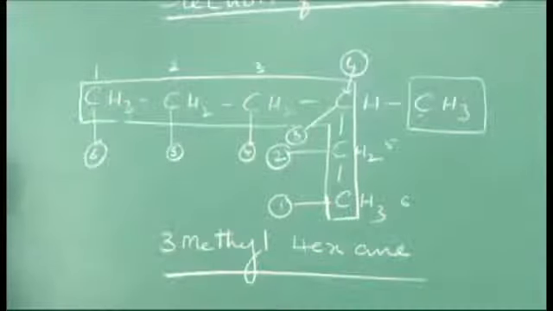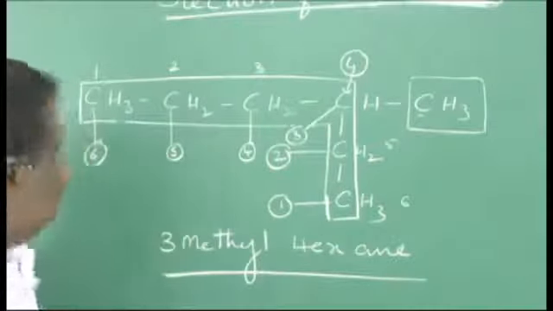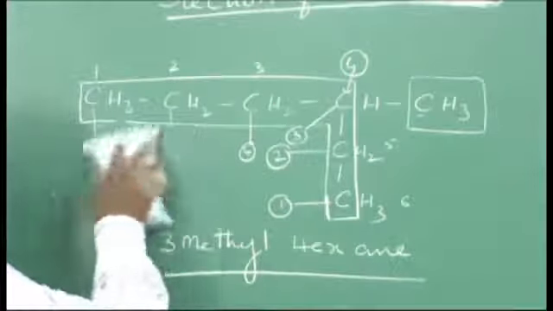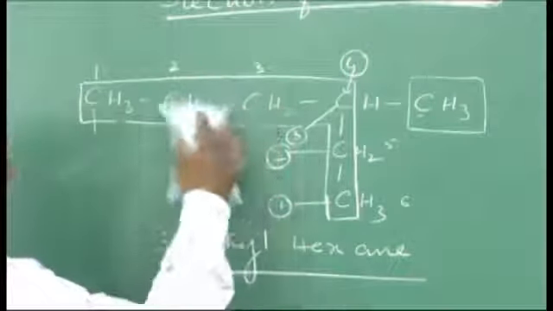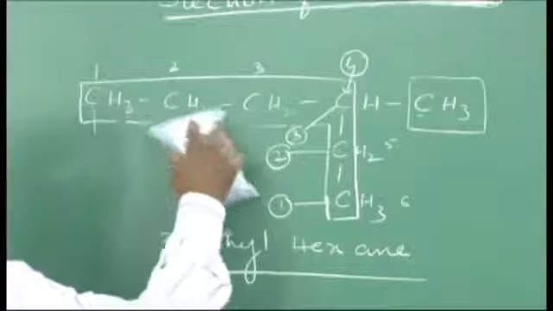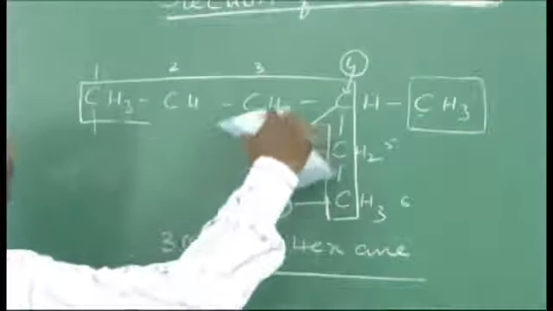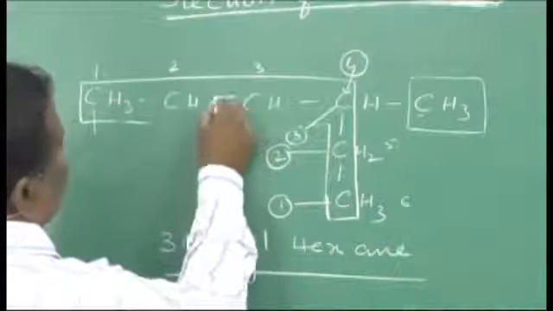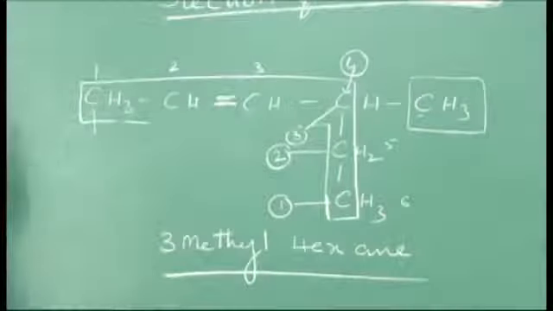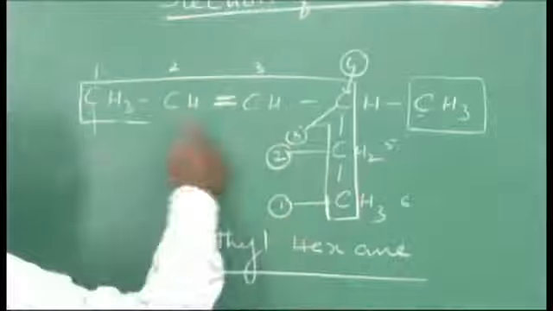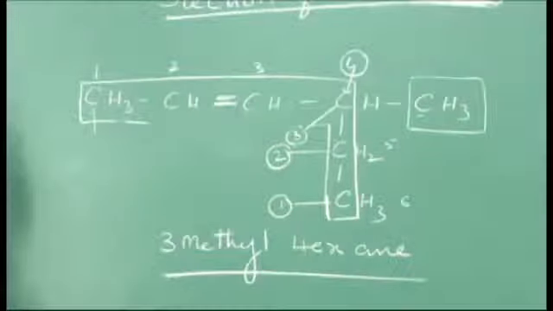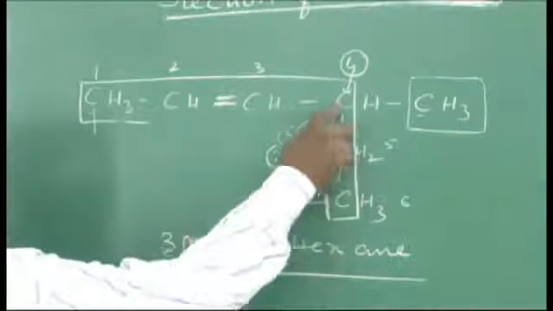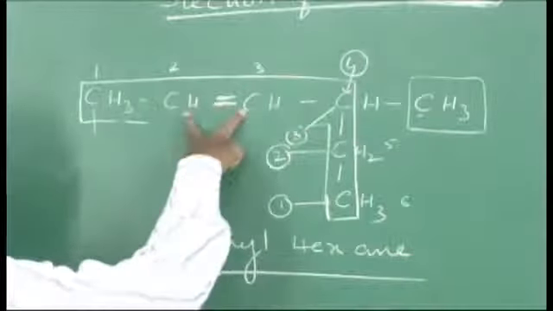This is 3-methyl hexane. But if there is a double bond in this compound, for example, if the double bond is present here, and if I give numbers like in the previous case, 1, 2, 3, 4, 5, the double bond will be between 4 and 5.